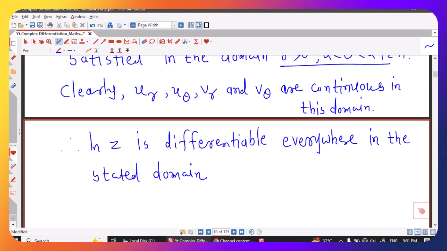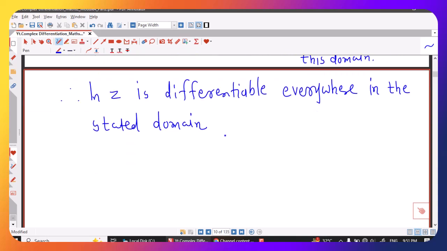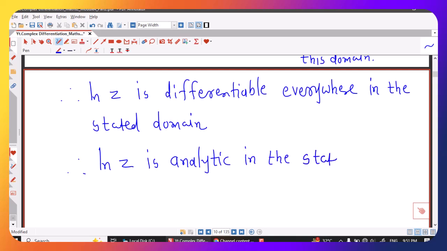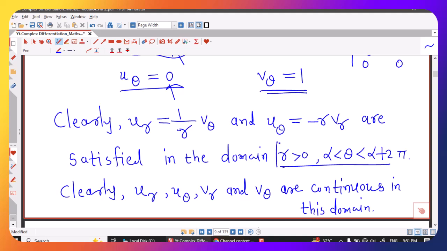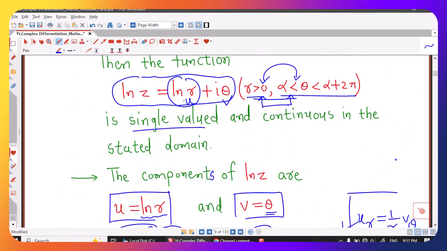Therefore log z is differentiable at every point in the stated domain, and we know that if a function is differentiable everywhere in the stated domain, then the function is analytic in the stated domain. Or the function is analytic in the domain where r is greater than 0 and theta is in between alpha and alpha plus 2 pi, where alpha is any real number.